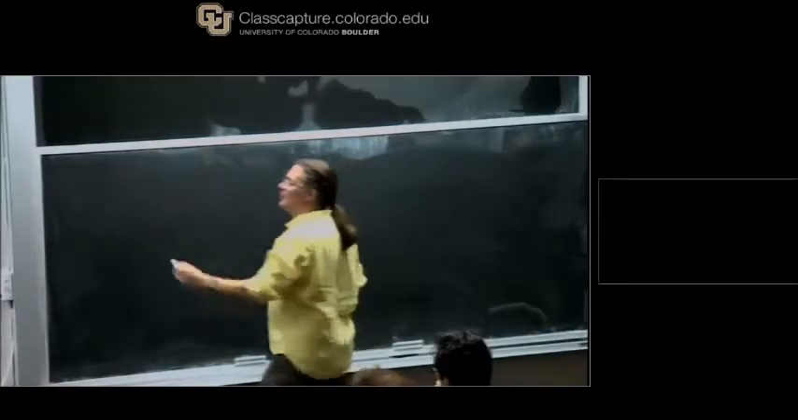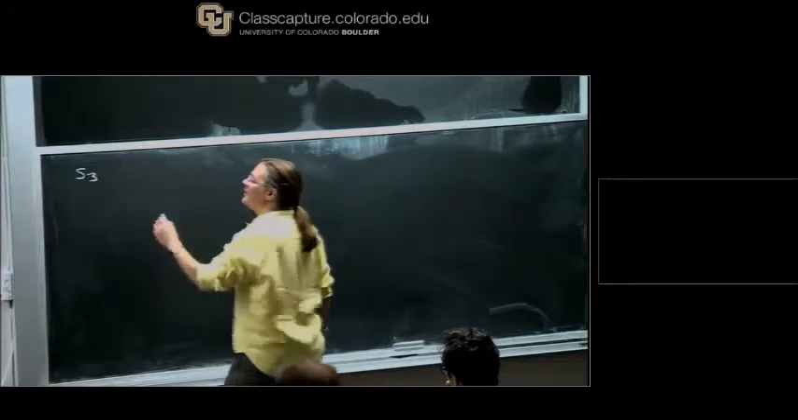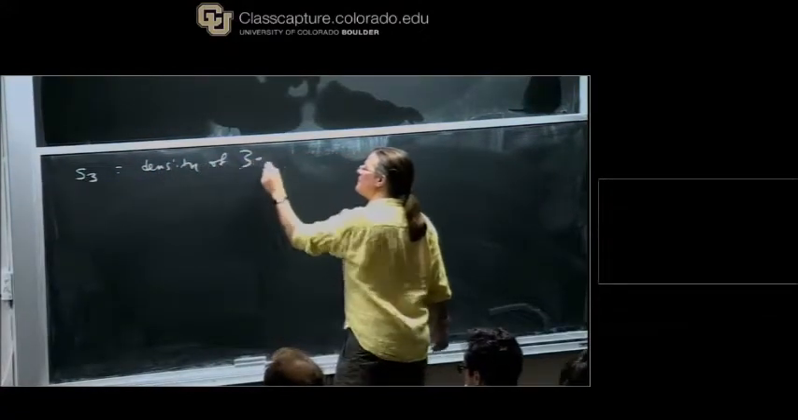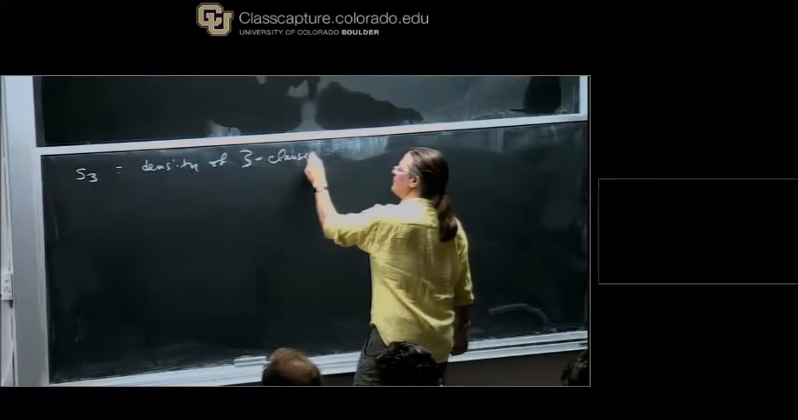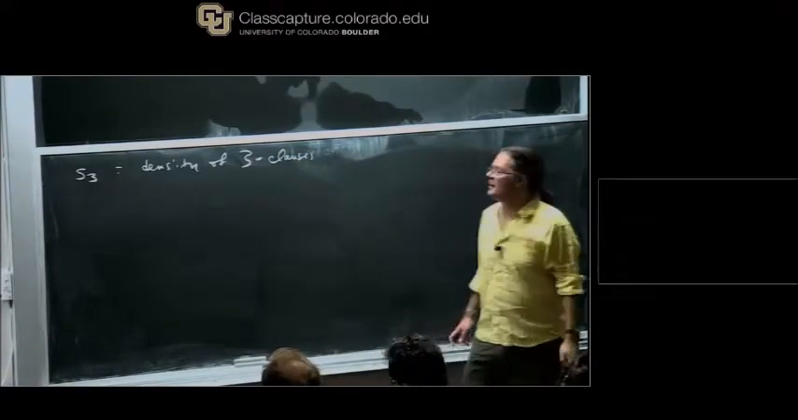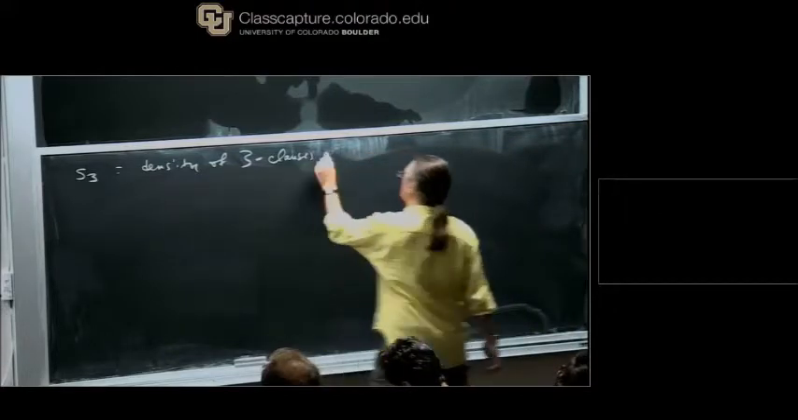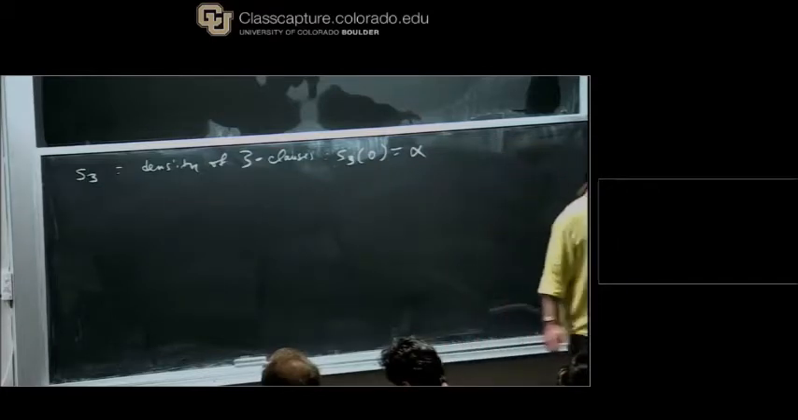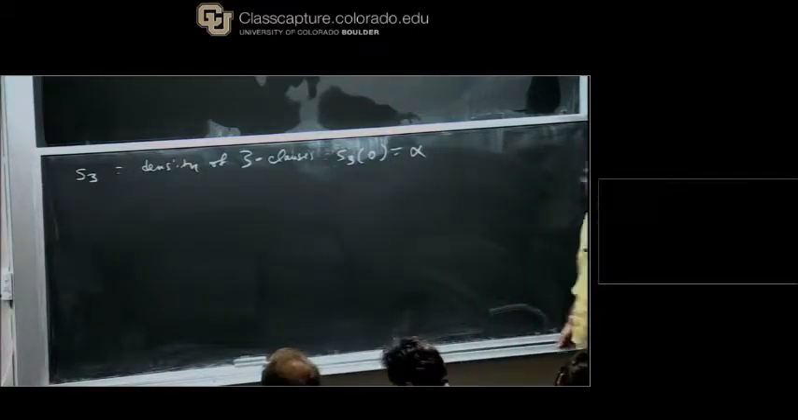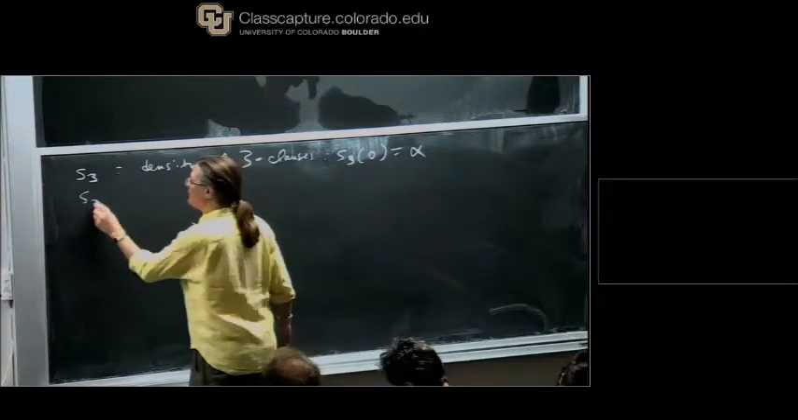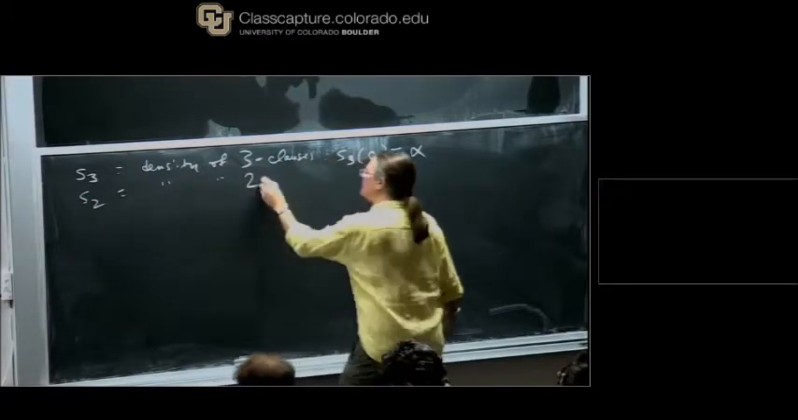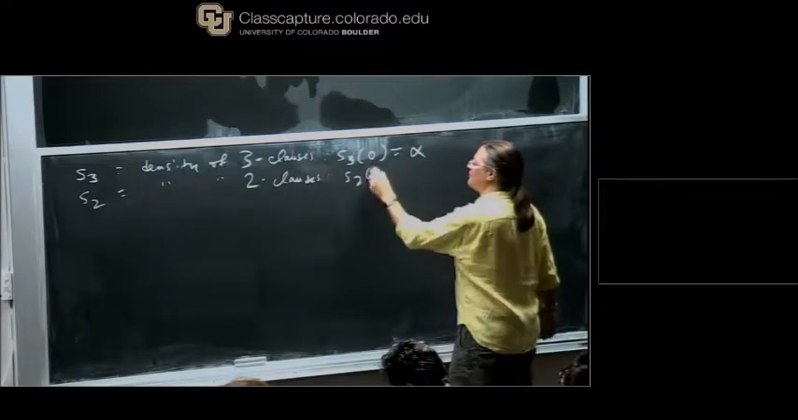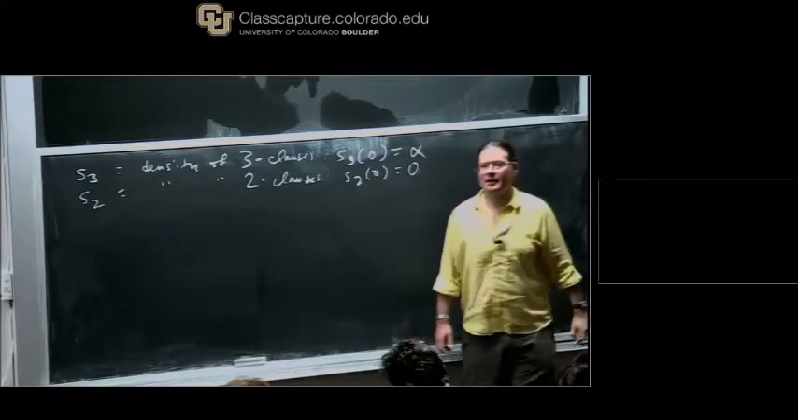First, I'm going to define S3 as the density of three-variable clauses, or three clauses for short. Initially, this equals alpha, the density of my formula. And I'm going to define S2 as the density of two-variable clauses. Initially, this is 0.